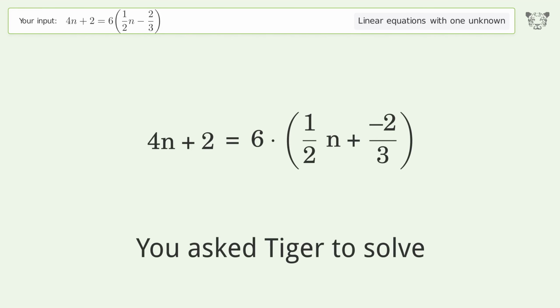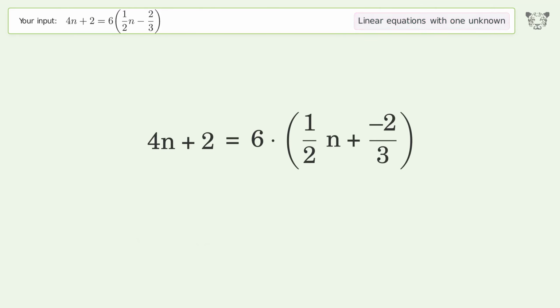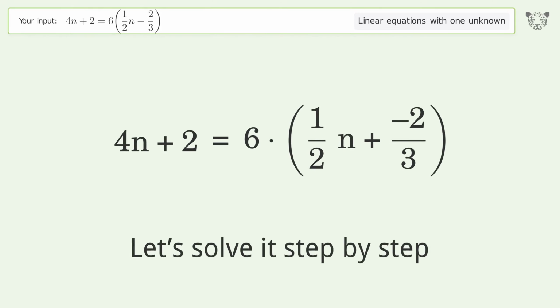You ask Tiger to solve this. This deals with linear equations with one unknown. The final result is n equals -6. Let's solve it step by step.